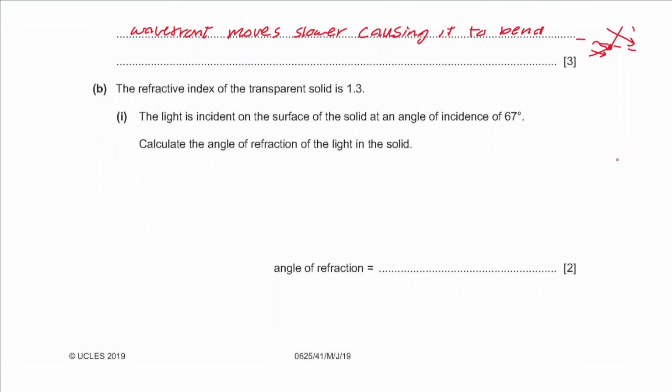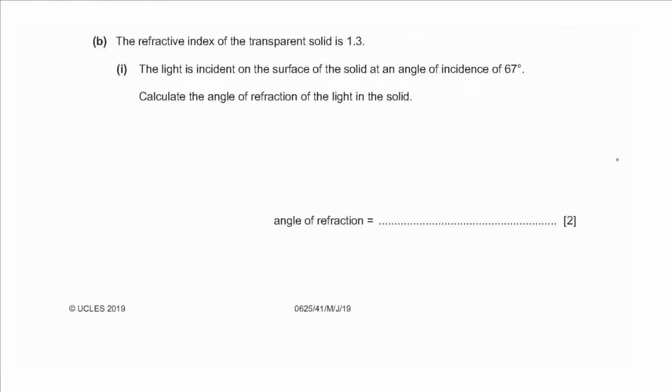Part B says the refractive index of the transparent solid is 1.3. Part I says the light is incident on the surface of the solid at an angle of incidence 67 degrees. Calculate the angle of refraction of the light in the solid.